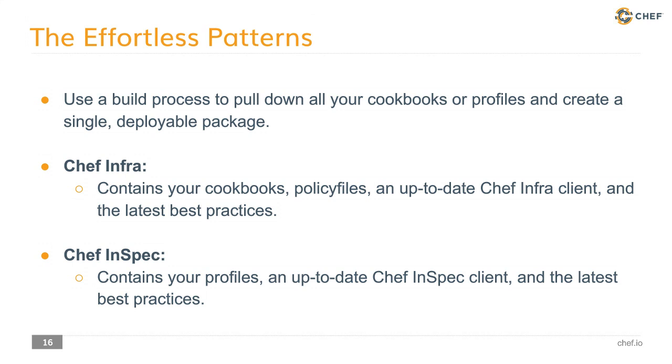So when you build your Chef Infra Effortless application using Habitat, that will lock in a specific version of Chef Client to that application build, specific versions of all your cookbooks, so that whenever you run that application version, it will run against that version of Chef Client.